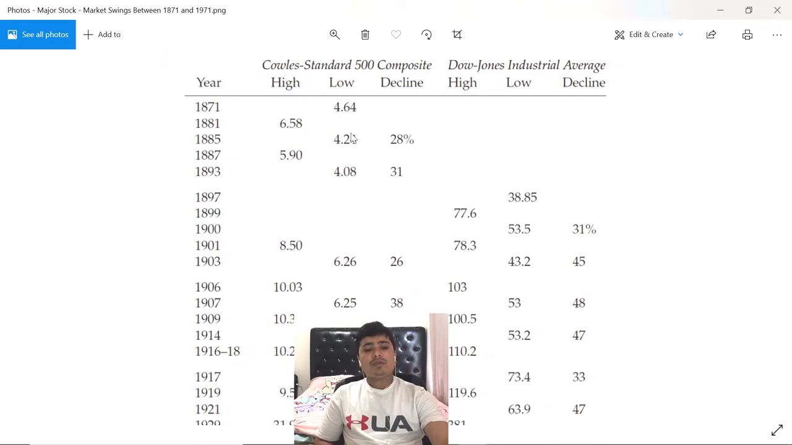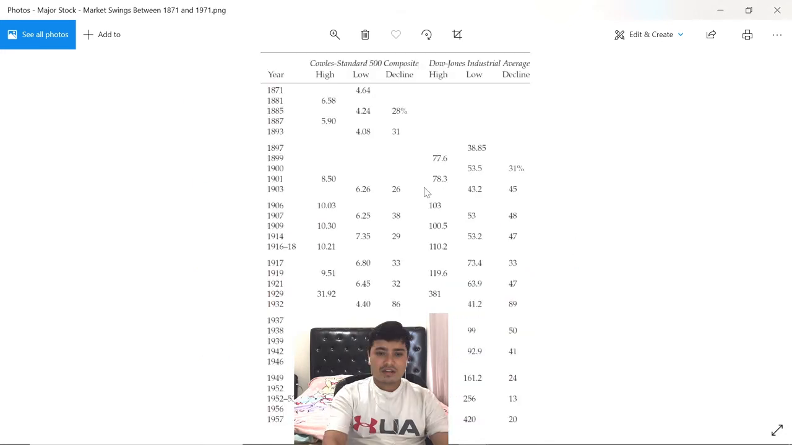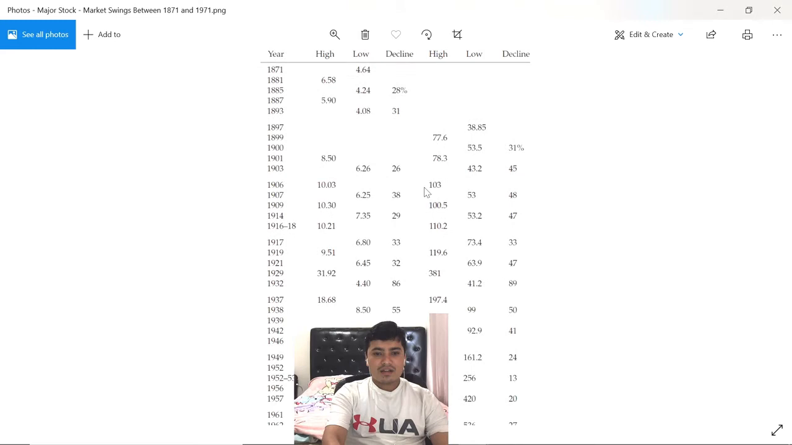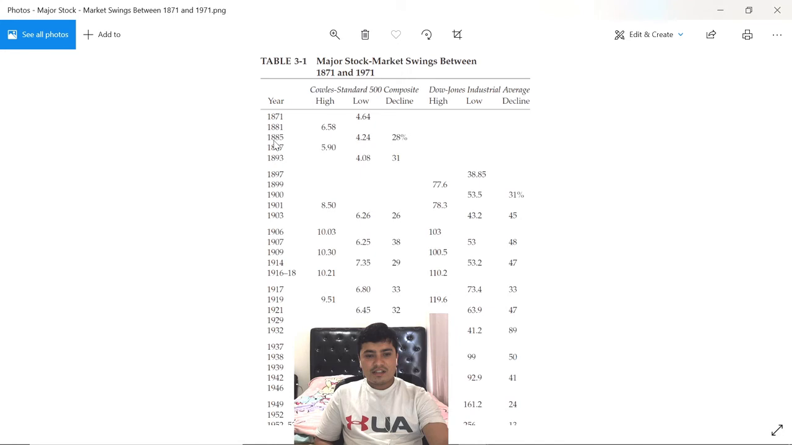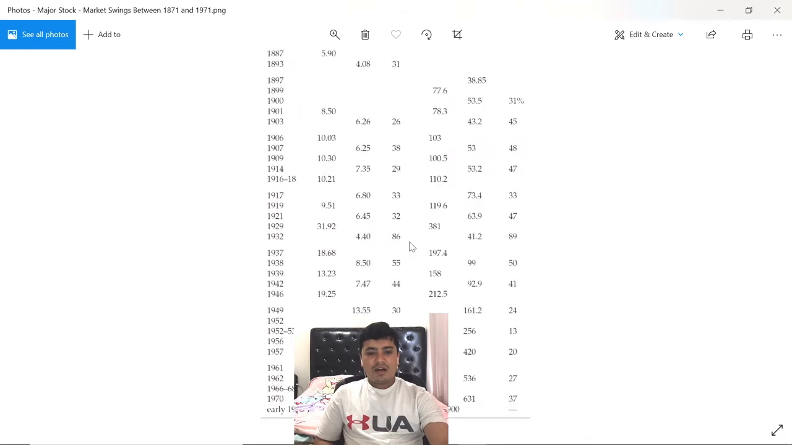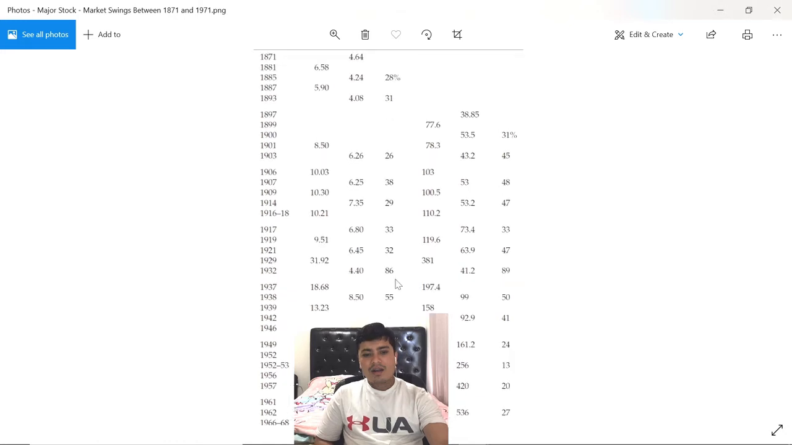So this figure should show you the market fluctuation, what happened in the past. We can see over here that Standard and Poor's declined 28% in 1885, and then again it recovered to 5.90. And here we can see the Great Depression, in 1932, when Standard and Poor's declined 86% and the DJIA declined 89%.